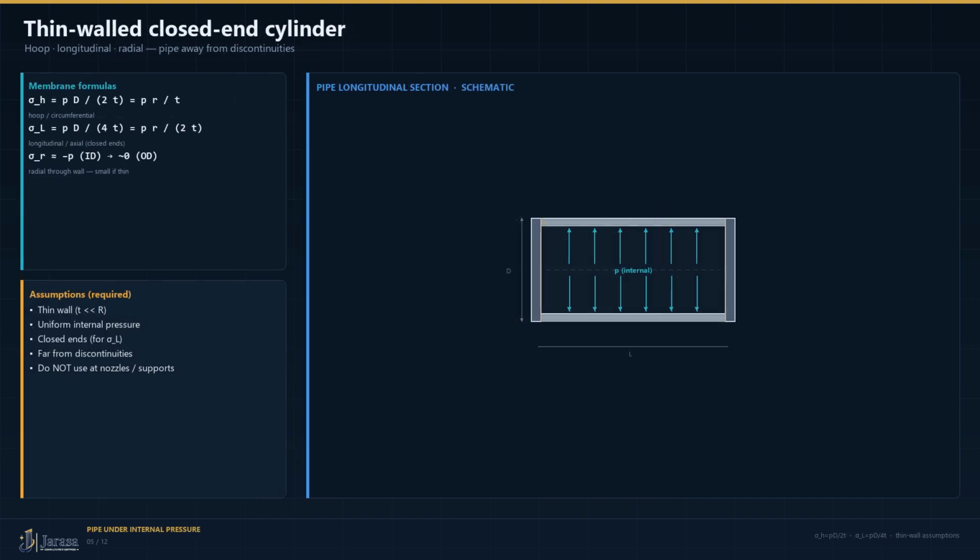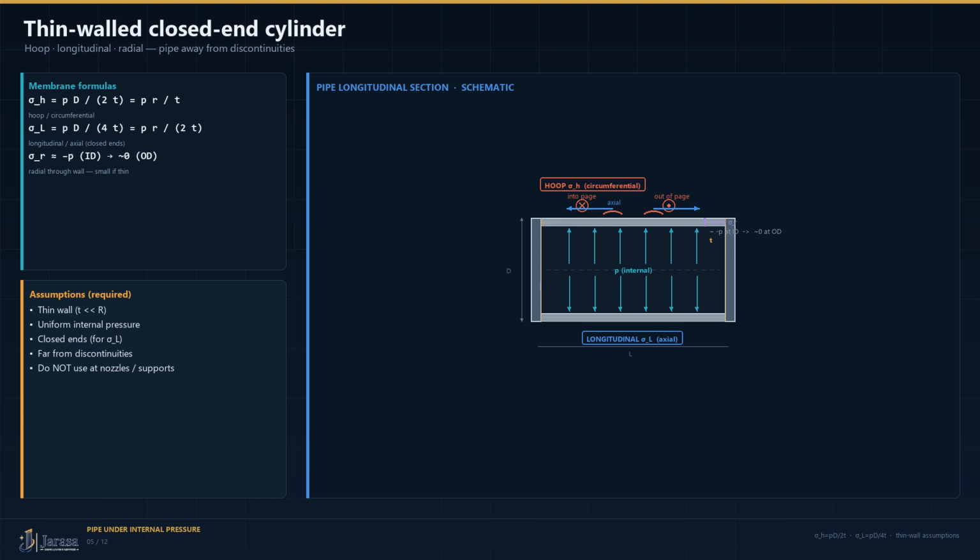Now consider a thin-walled closed-end cylinder under uniform internal pressure, a straight pipe away from flanges, supports, and nozzles. Hoop, or circumferential, stress is sigma H equals PD over 2T, also written PR over T. Longitudinal, or axial, stress is sigma L equals PD over 4T, or PR over 2T, half the hoop value when the ends are closed. Radial stress varies from about -P on the inner surface toward near 0 on the outer surface. For a thin wall it is small compared with the membrane stresses.